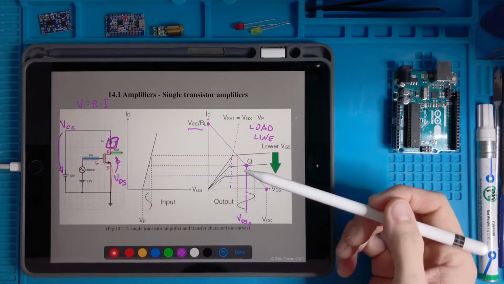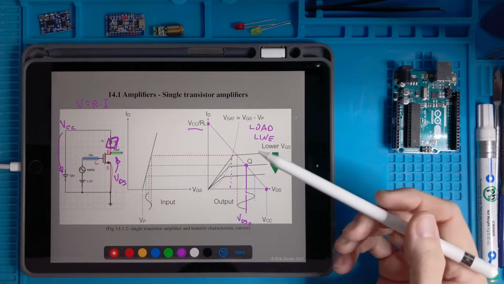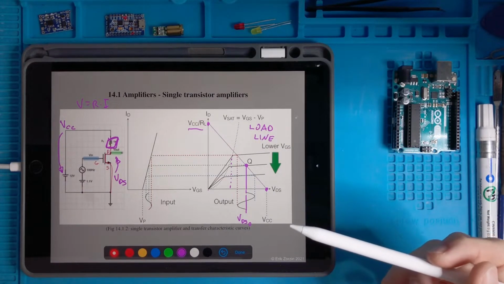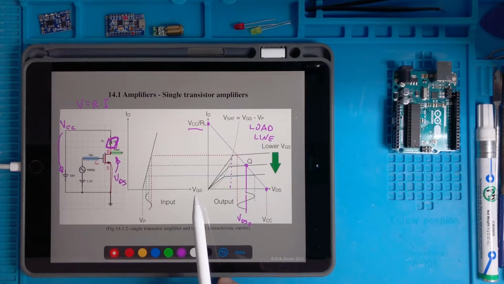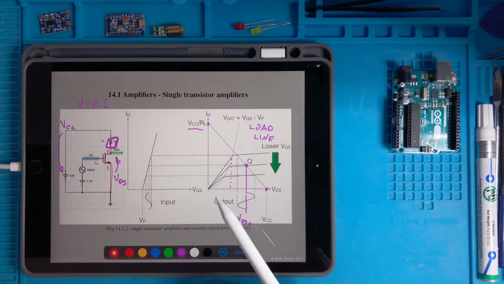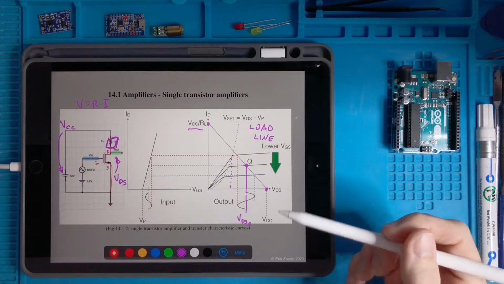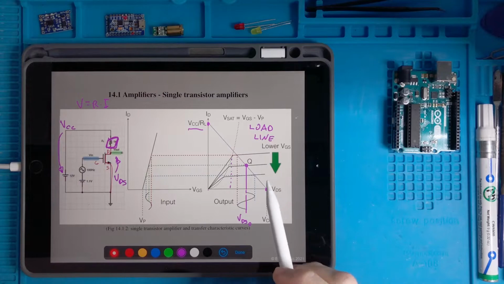So in parallel to this, which is called the VDS-ID characteristic curve, we also have another graph, which is called the VGS-ID curve, which is much simpler. It's a straight line. So we proceed like this.